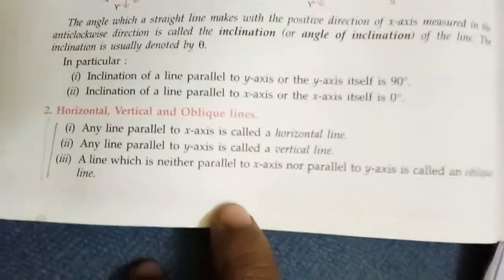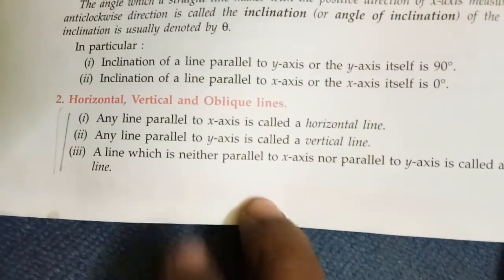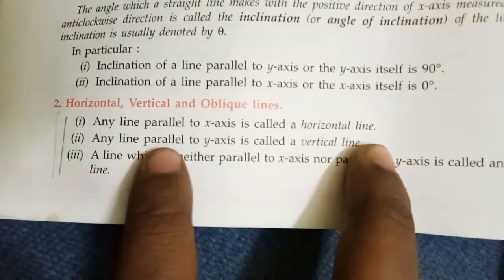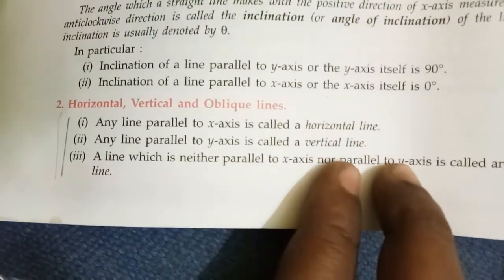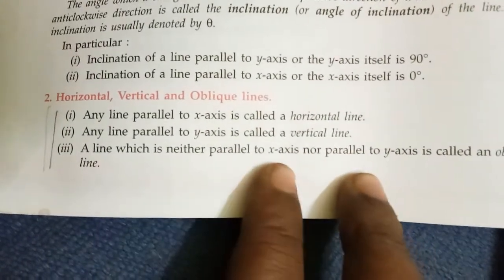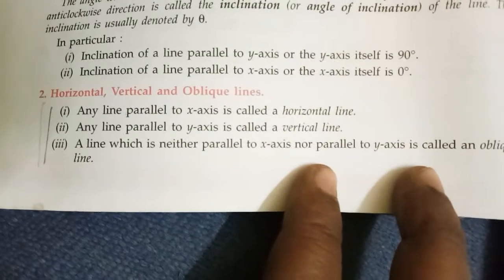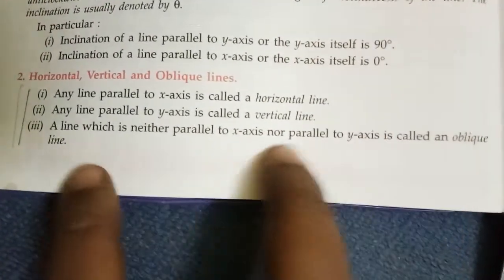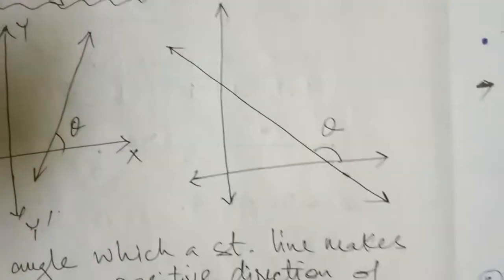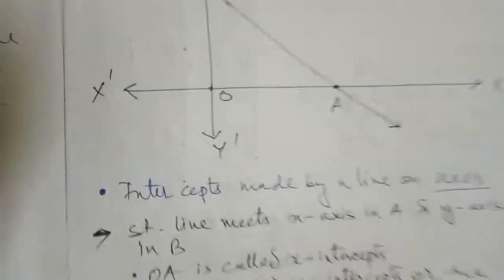Here you have done this one only. What is given: any line parallel to the x-axis is called a horizontal line. Any line parallel to the y-axis is called a vertical line. And a line which is neither parallel to the x-axis nor parallel to the y-axis is called an oblique line.